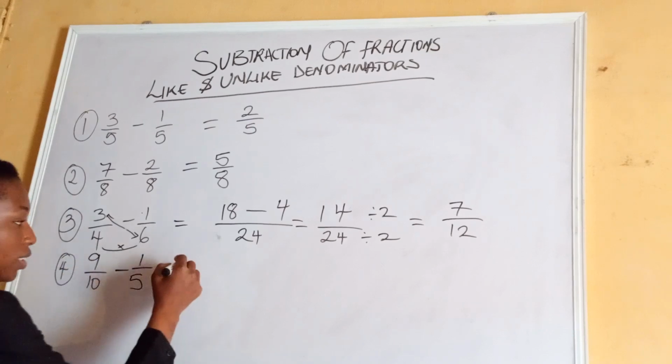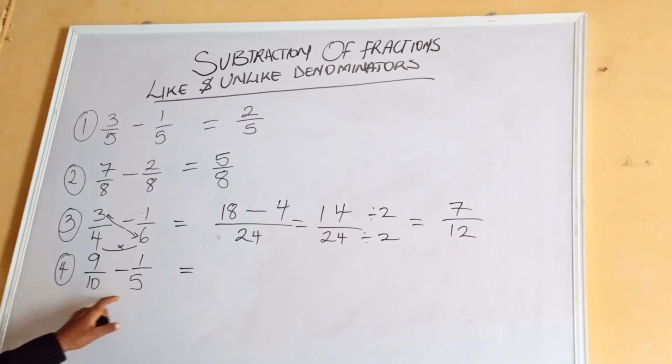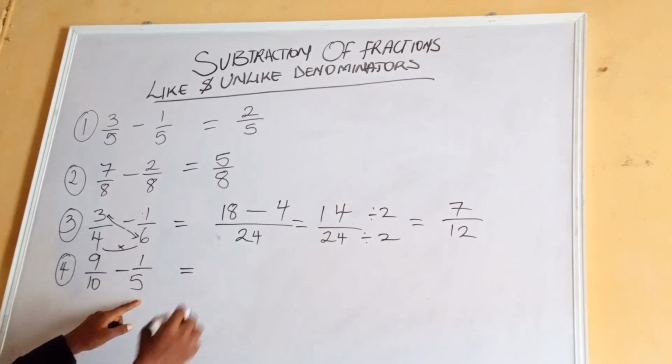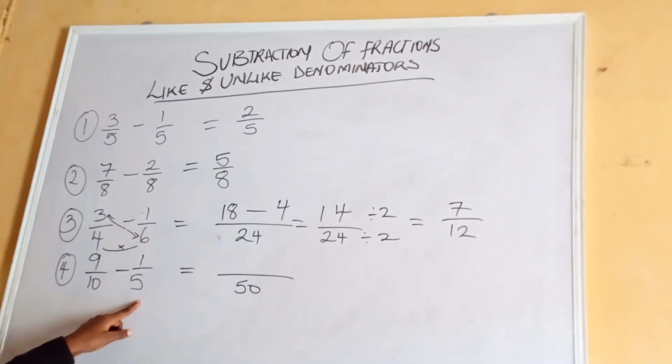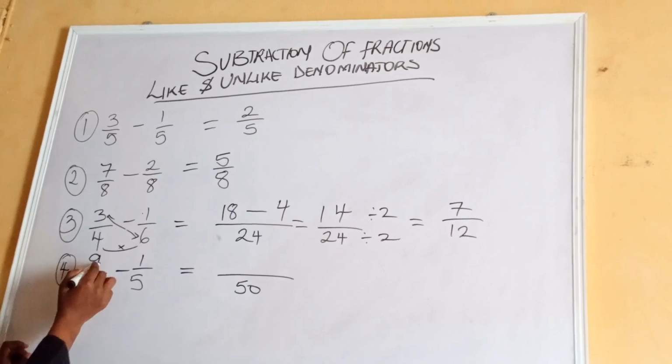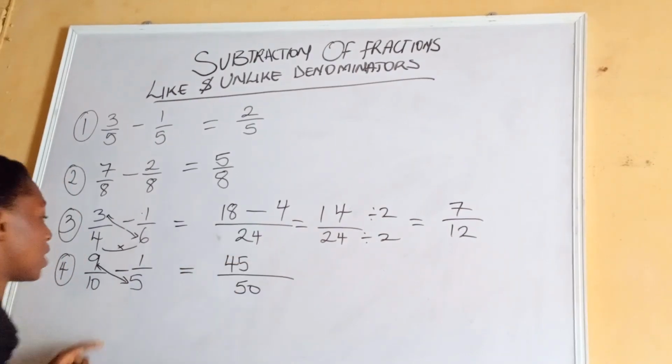Let's do the same for the second one, question 4. So what we are going to do again, as I've said before, is to simply multiply the two denominators. So 10 times 5 is 50. We just put it down there and we have 50. Next thing, you cross multiply. So you have 9 here times 5. 9 times 5 is what? 45. So you have 45 down here.